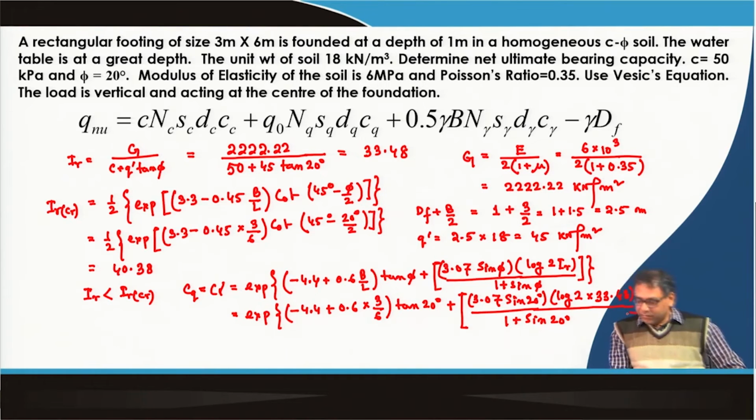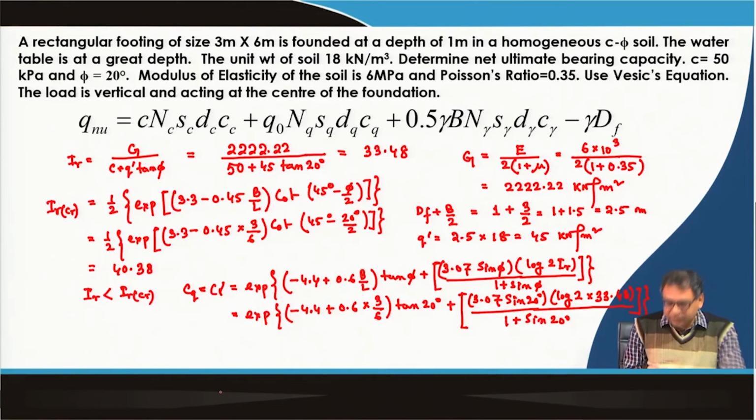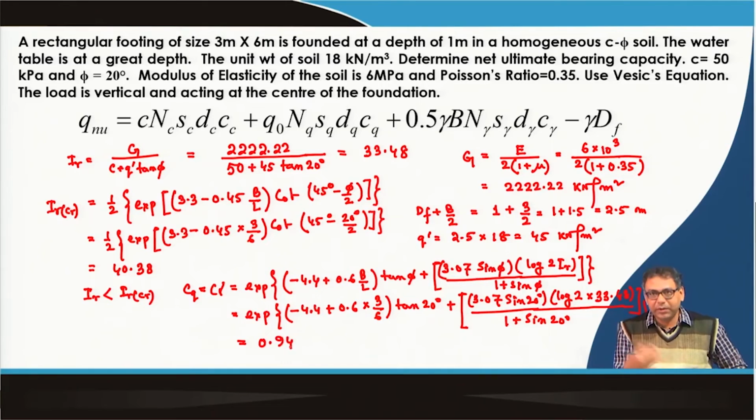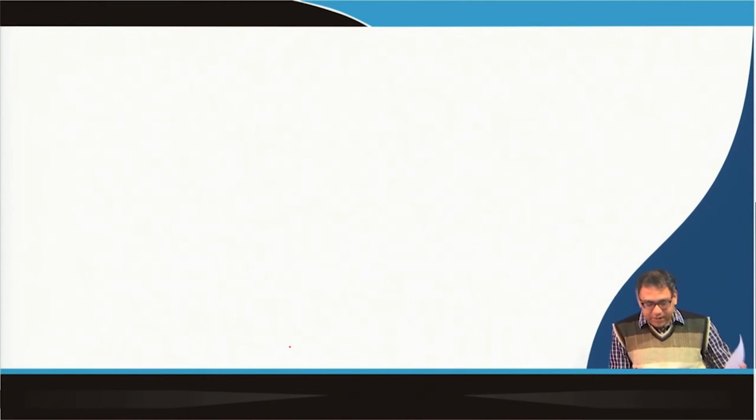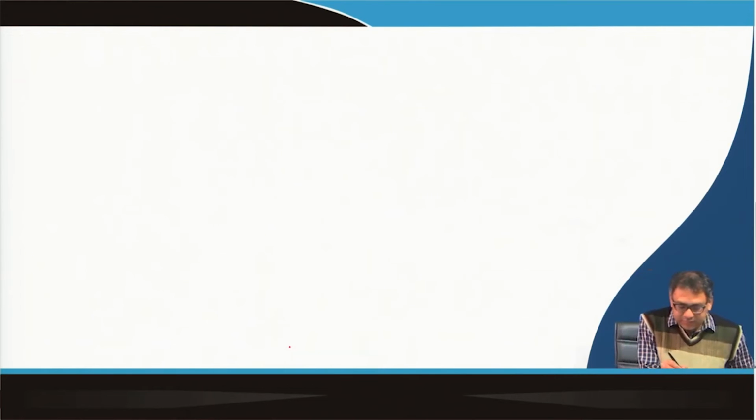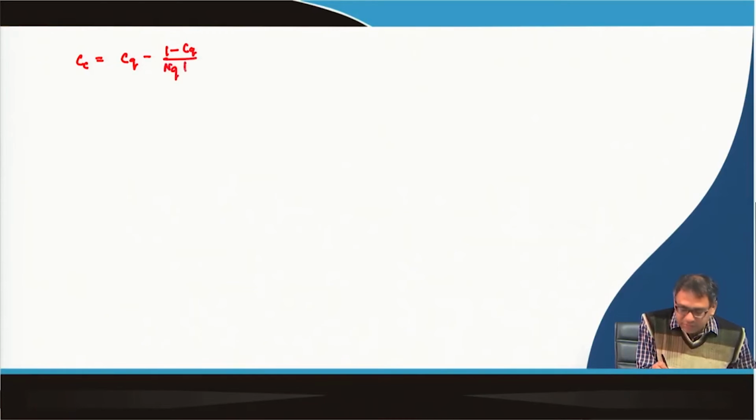Okay. So, these are the values. Finally, it is coming out to be 0.94. As I mentioned, the value will be close to 1. So, it is coming 0.94. Similarly, I can calculate the other factor, that is Cc, which is Cq minus (1 minus Cq) by Nq tan phi. Now, it is the basic equation you have to consider.